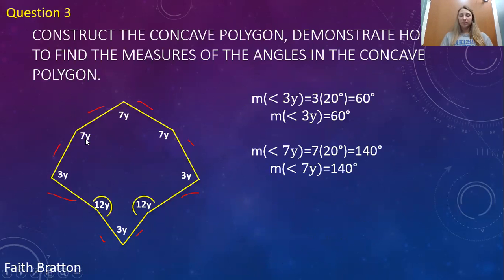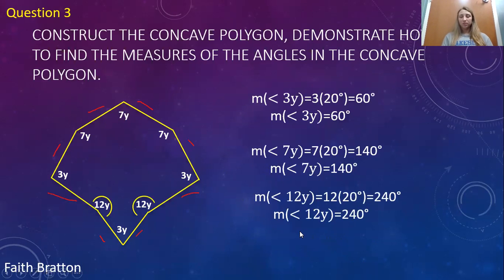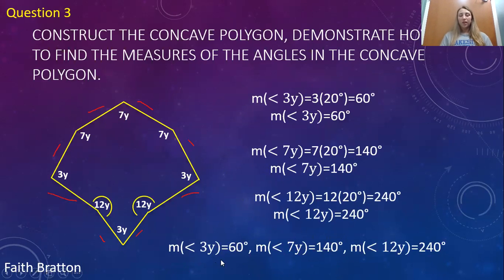Now we'll do 7y because it's the next one. 7 times 20 degrees equals 140, so the measure of 7y equals 140. Now we'll do 12y. 12 times 20 degrees equals 240, so the measure of 12y equals 240. And that's the total of each one.